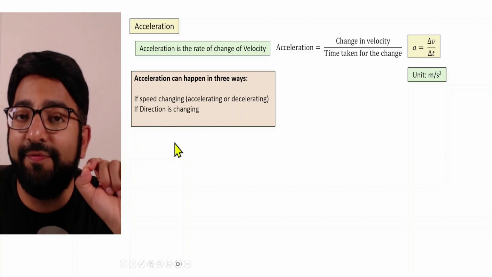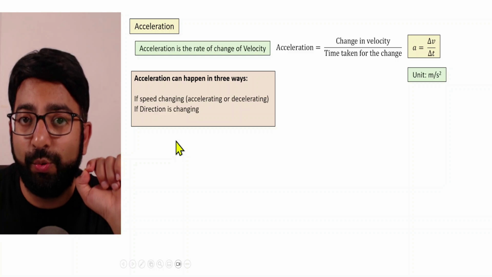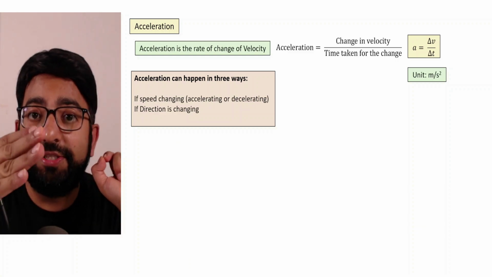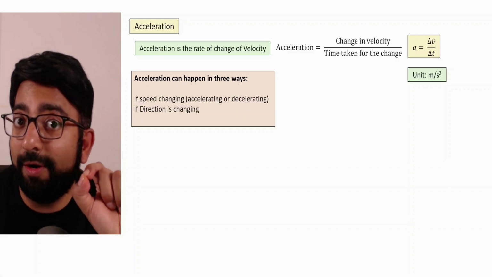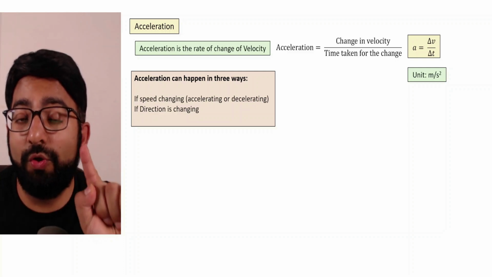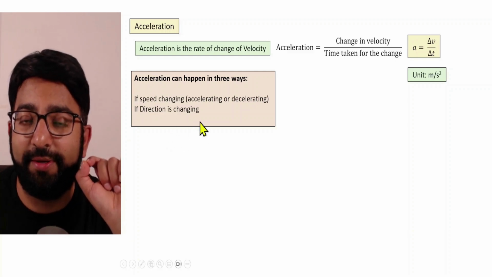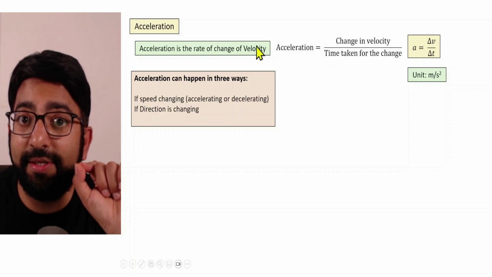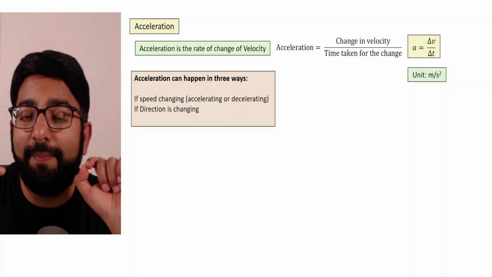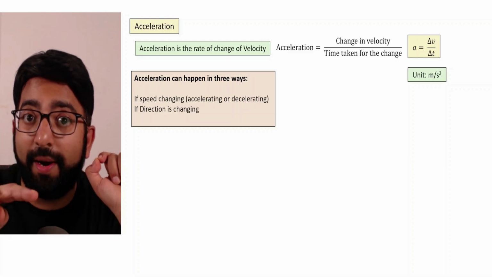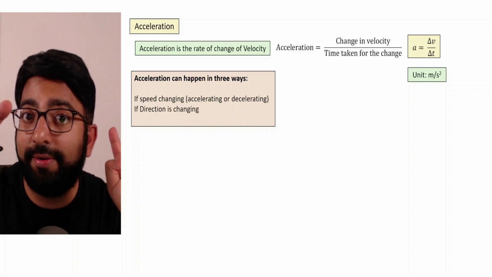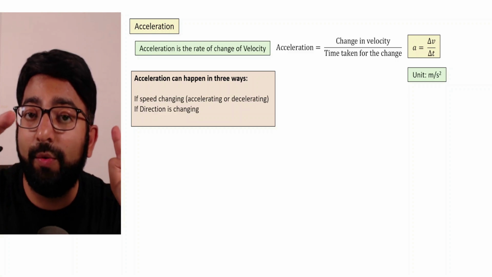Point number two is if the direction is changing. So imagine a situation where the car is moving with a constant speed, but it is continuously changing its direction. So even though the speed of the car is constant, that doesn't mean acceleration will be zero. Acceleration is non-zero because the direction is changing. And that is why I said for acceleration, we need to take care of magnitude as well as direction. So imagine a particle moving in a circular path but with a constant speed. That means acceleration is not zero because the direction of the movement of the car is continuously changing.